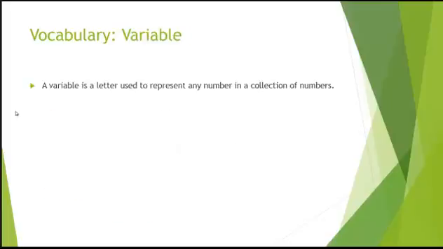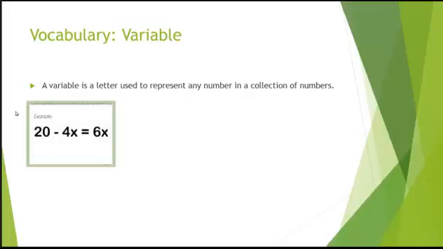So what is a variable? Well, a variable is a letter that's used to represent any number in a collection of numbers. So basically, anytime you see a letter in an equation or in mathematics, it's a variable. And it's there to say that we don't know the number that fits there yet, or it can also be used to say that there are a variety of numbers that can fit in this one spot.